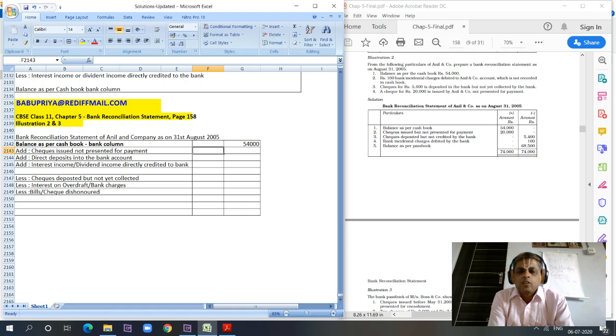So, passbook balance has come down, so reduce. You can see here, less interest charges or bank charges, which is equal to 100. Then a check for 5,400 rupees is deposited in the bank but not yet collected by the bank. So bank balance has not increased, so we have to reduce. Checks deposited but not collected, which is equal to 5,400. Then a check for rupees 20,000 is issued by Anil and Company, not presented for payment. So we have to add checks issued but not presented for payment. Add 20,000.